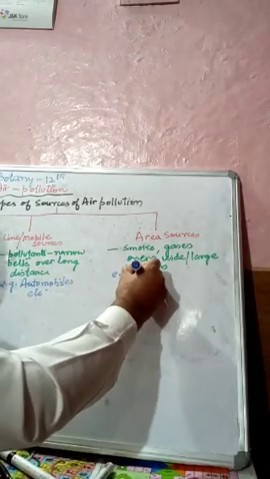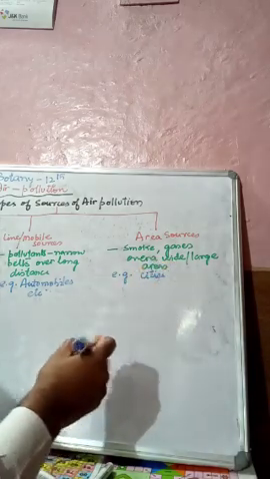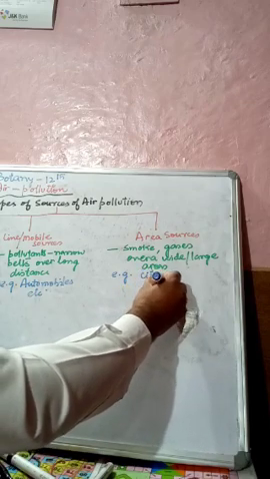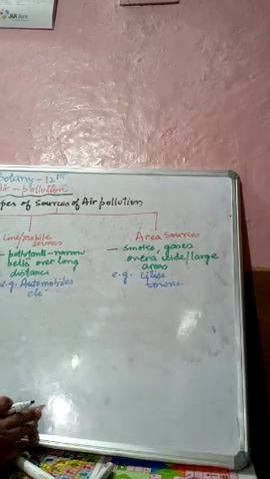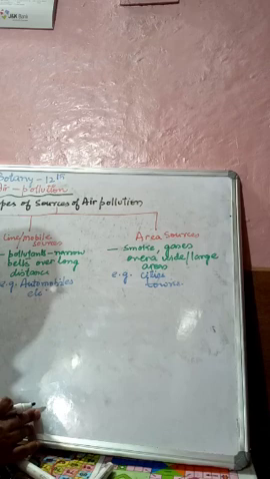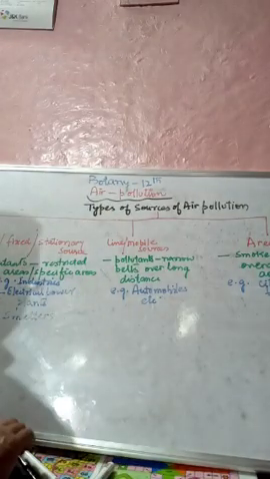If we want to know the examples, cities, or towns, where such area sources are found. So area sources add smoke and gases over wide, large areas. For example, we have the cities, we have the towns. So this was all about the types of the sources of air pollution. Now we will proceed further.